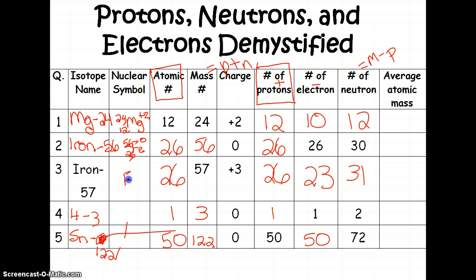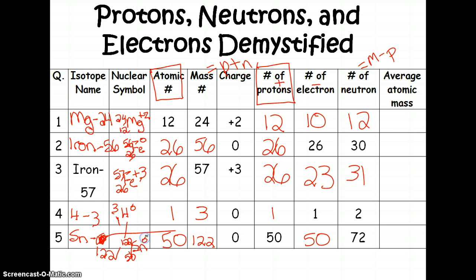All right, again, symbol, mass, atomic, and charge. And symbol, mass, atomic, charge, and the last one I'm going to write a little bit lower since I accidentally scratched across there. Mass, atomic, and charge.